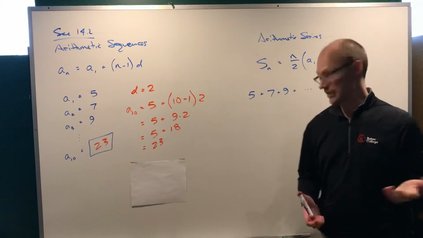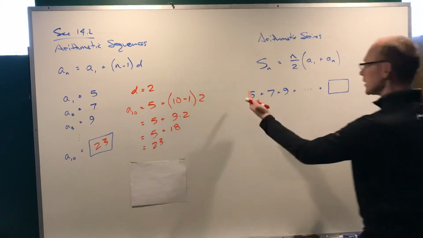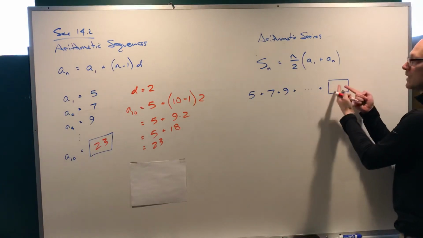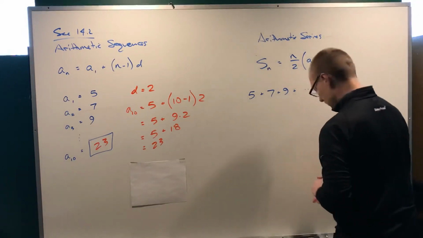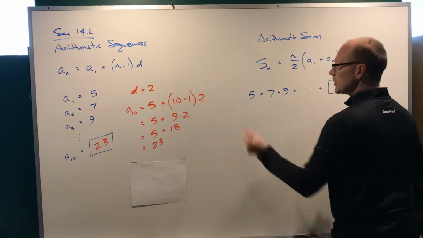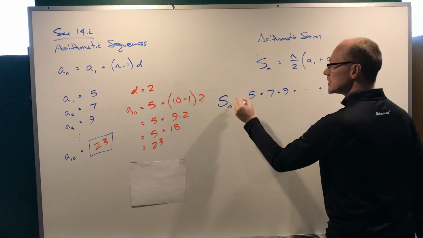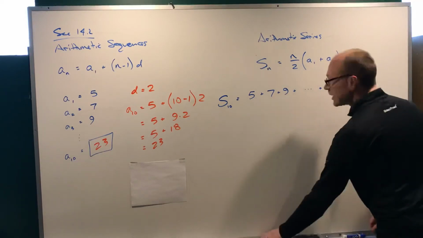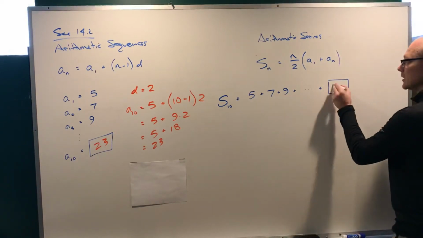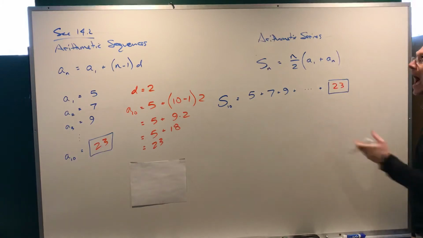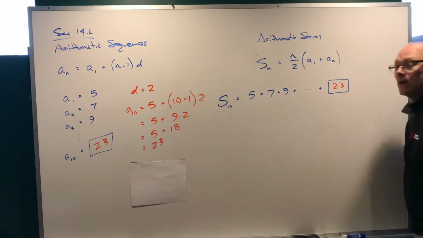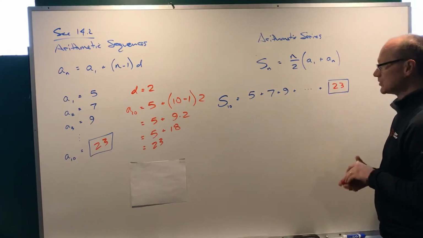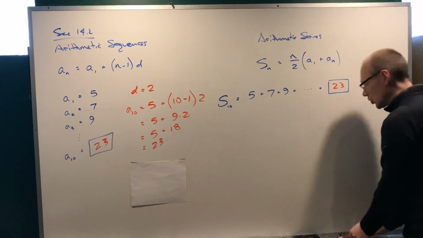What if I turn this into a series? A series, you remember, is just changing those commas to addition signs. And maybe I want the summation of the first 10 terms. Well, what is that 10th term that we found? 23, right? How then do I add? There's got to be a faster way to add all these up than just one at a time. Let me just show you something amazing.